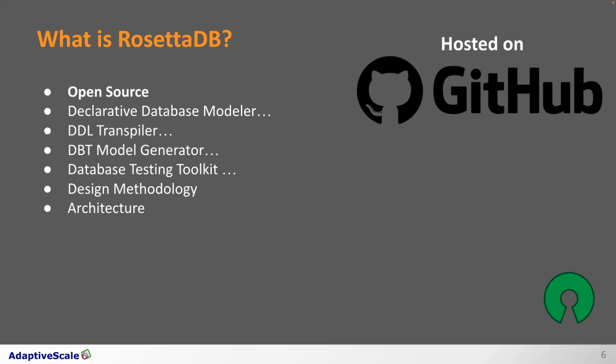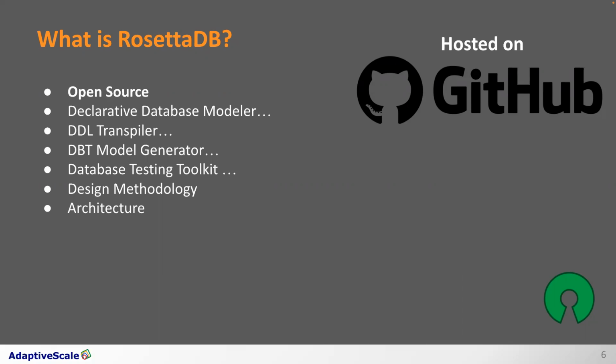we created RosettaDB. The most important thing is that it is an open source tool. We can also say that RosettaDB is a declarative database modeler that allows us to handle our database models by using a declarative database modeling language. We'll discuss more about that later and see how that looks.